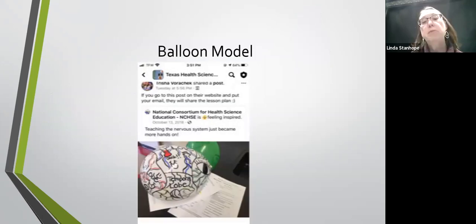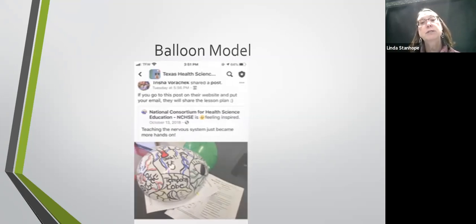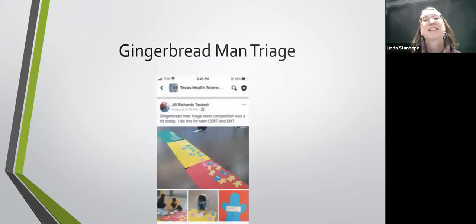Here's one from the balloon. This one was actually introduced at the National Consortium webinar last month. You can see somebody was doing the brain there on the balloon. I think when the kids have an opportunity to draw something like this, it really helps them connect with that creative side, but it also helps them understand what's happening in that little head of their own. I also have used it with body directional terms, et cetera. So balloons can be used for muscles too.